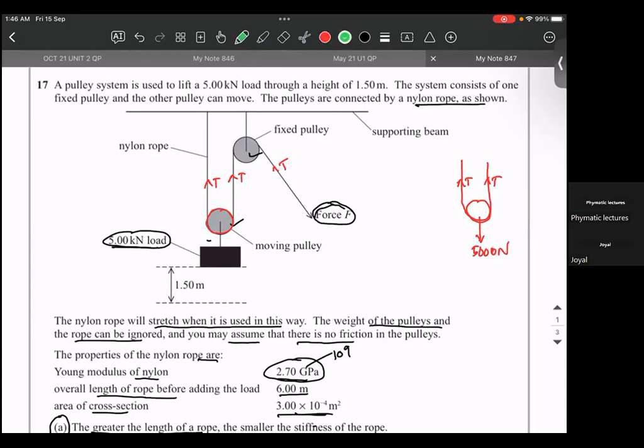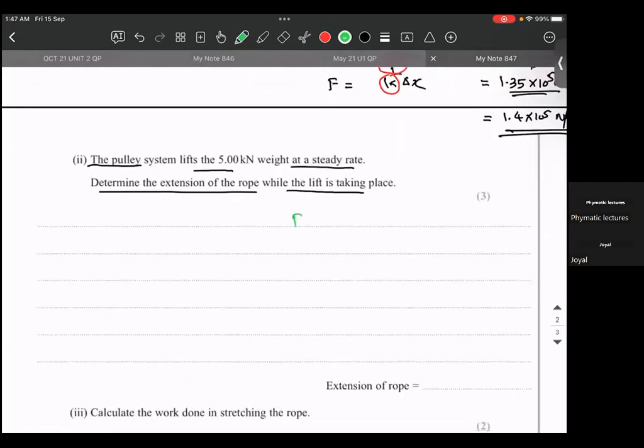It is going at a steady rate, which means the net acceleration is equal to 0. So the net force acting on the system is equal to 0. If you are writing the free body diagram and the equilibrium equation, 2T minus 5,000 is equal to 0, or 2T is 5,000, or T is equal to 5,000 upon 2. So what is the value of T? T is 2,500. And the same T is the value of F. So now we got the value of F. What is the force value? It is 2,500 Newton.